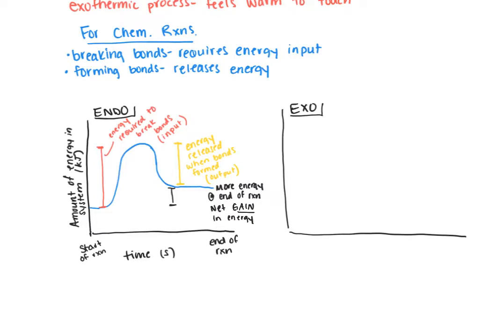So how does this compare to an exothermic reaction? Let's say that we start at about the same place, and just imagine that our axes are the same, so this one's also going to be energy in kilojoules, this one's going to be time in seconds. So for an exothermic reaction, even though energy is being given off, we still need some kind of energy input in order to get that reaction started. So we're going to have some kind of energy input as we break bonds, and then as we form bonds, energy is going to be released.